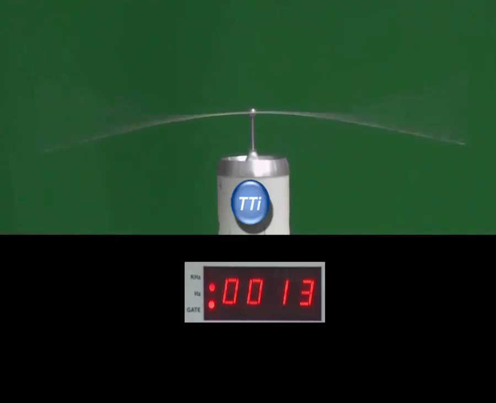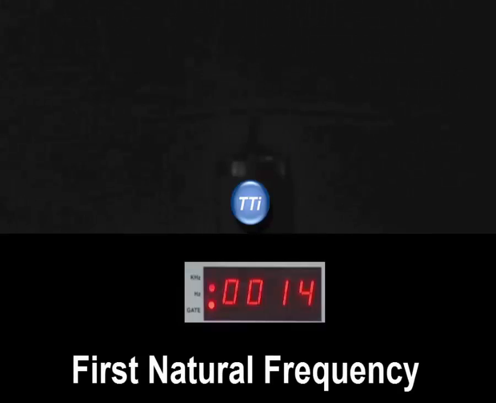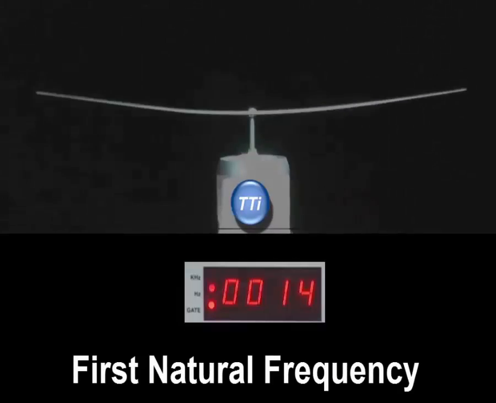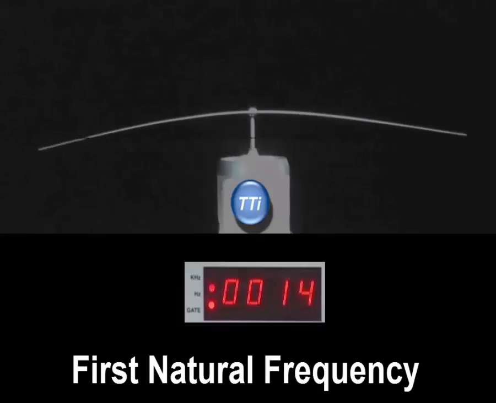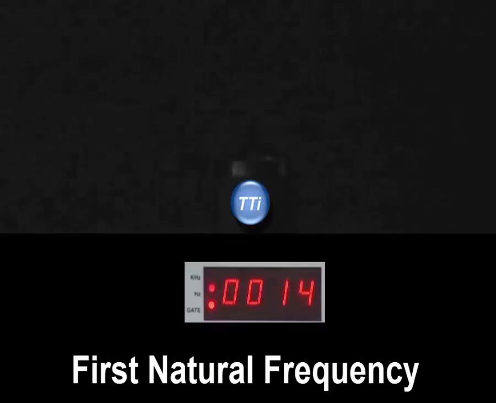Let's try and see what that looks like with a strobe light. So the beam is vibrating at about 14 Hertz. It's at its fundamental natural frequency. And I have the strobe flashing at 13 Hertz approximately. And so we can see the beam apparently moving at 1 Hertz.